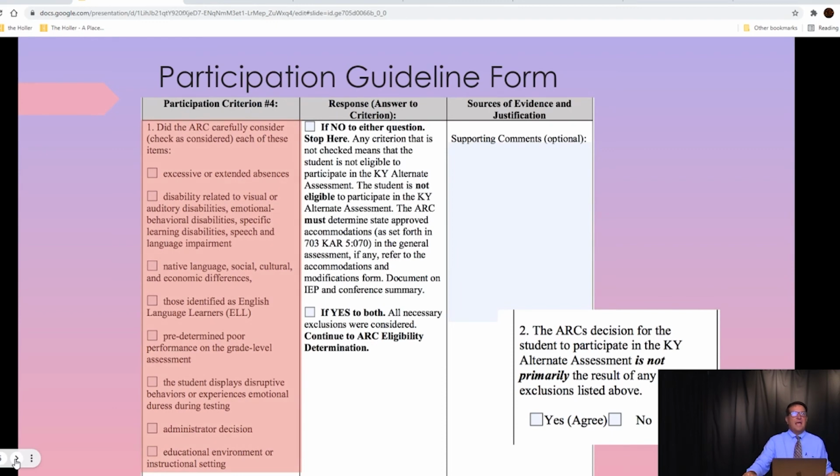So we look at that column there and we see that we've got to answer all those questions, and we have to document all that and put any supporting evidence that needs to be placed with that in order to answer those questions. Again, no cliffhangers. We want to answer clearly that these exclusions did not occur and that the participation decision was not primarily the result of any of these exclusions.